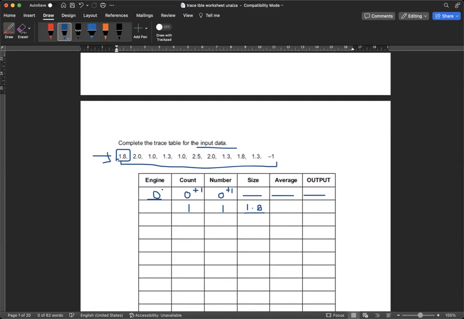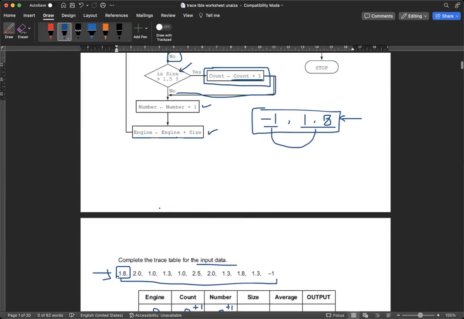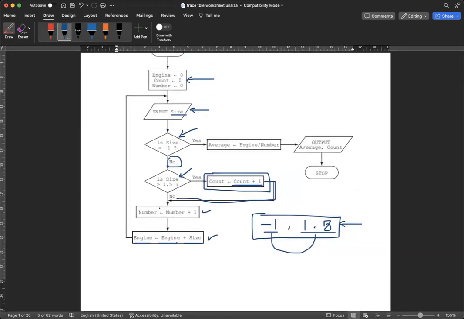Engine is 0. So what? 0 plus 1.8 is 1.8. Very good. Now what do we have to do next? We move again up there. And again, what do we have to do?